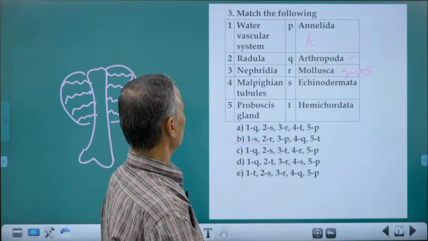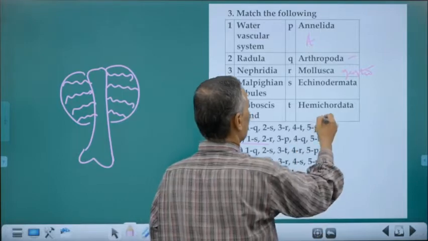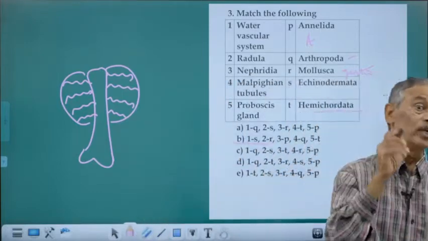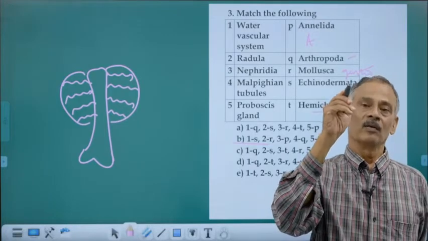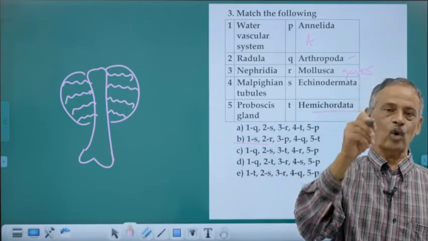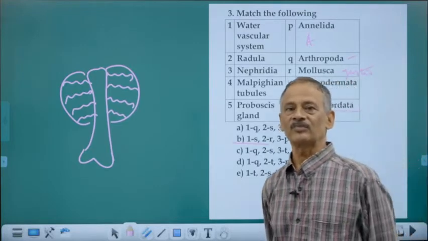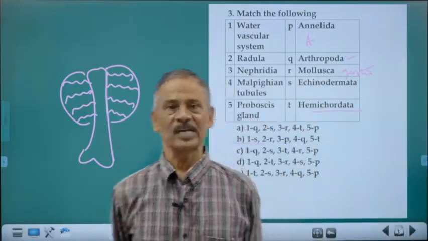And proboscis gland is the excretory organ in Hemichordates. Why is it called proboscis gland? Because this opens to the proboscis. The body is having a proboscis, a collar and a trunk. It opens to the proboscis. That is why this excretory structure is called proboscis gland.